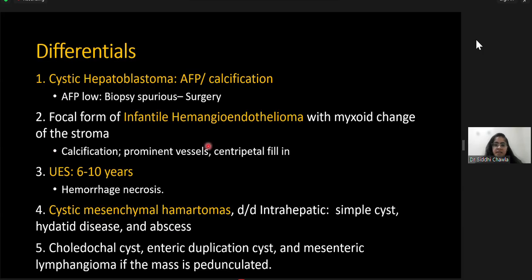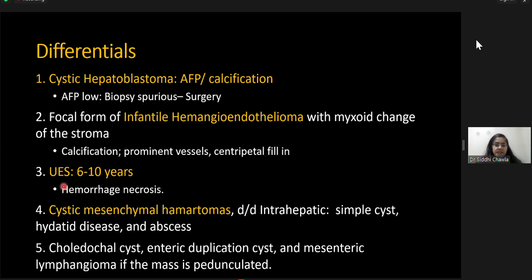So once we are done with that, infantile hemangioendothelioma also sometimes appears cystic when they have a myxoid change within them. However, in those cases, there is predominant calcification. Again, prominent vessels are there which are supplying the hemangioendothelioma part. And again, the lesion shows a centripetal filling, which was not seen in our case.